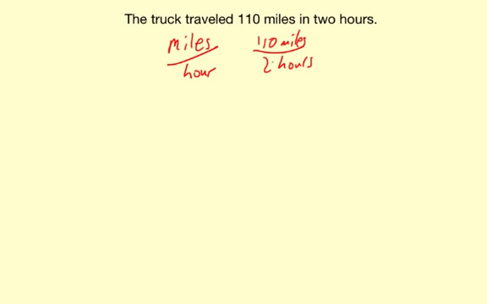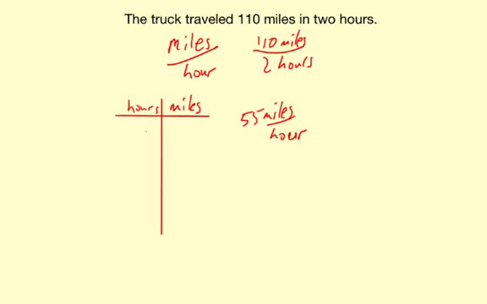So I'm going to simplify this. 110 divided by 2 is 55, so it's 55 miles per hour. That's a unit rate. Now unit rates can be expressed using a graph or using a table. I'm going to use a table to represent this one.